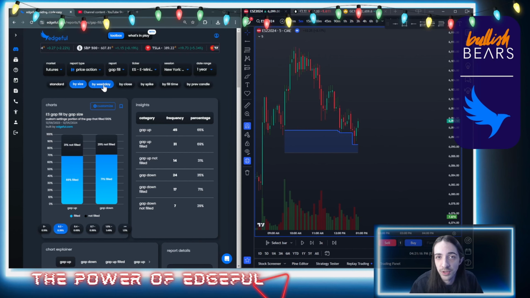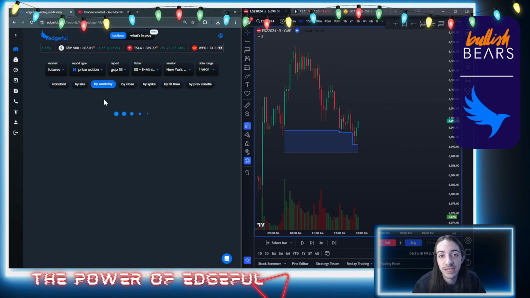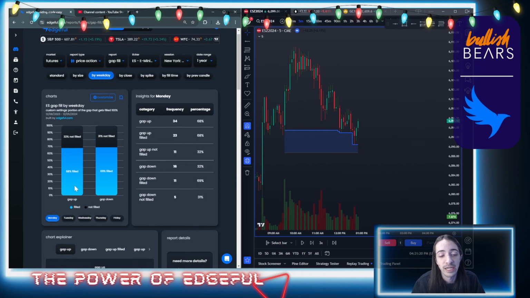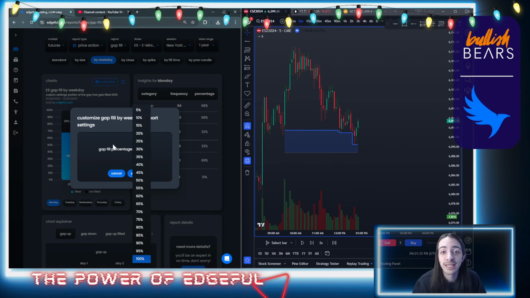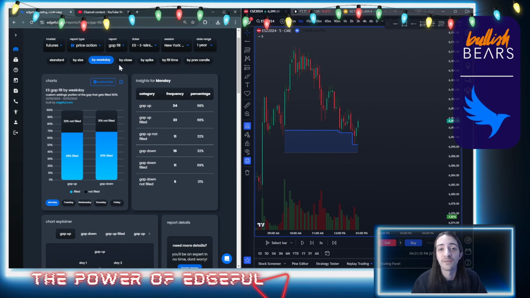So next we're going to look at by weekday. Now when we're looking at by weekday, it does just that. We're able to look at Monday, Tuesday, Wednesday, Thursday. And as you see, Wednesday's results for a gap up are a lot different than Monday's results for a gap up. And again, we could also come to customize and keep changing the percentage of that gap fill.